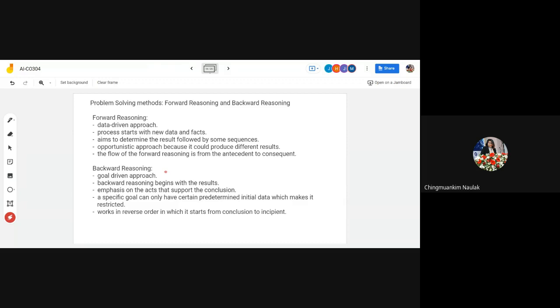Okay, so next is backward reasoning. This backward reasoning starts with the goal. In case of forward reasoning, you are proving the goal using the known facts, right? But in case of backward reasoning, you are going to start with the goal. The goal is known to you and it is going to work backward. Fine. And this type of reasoning is based on the modus ponens inference rule.